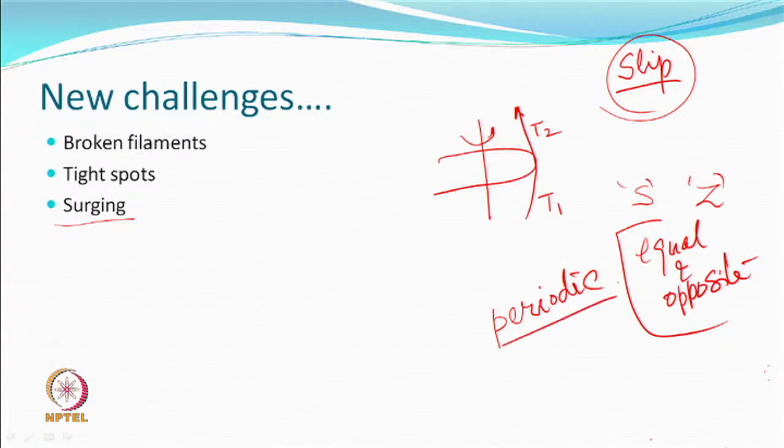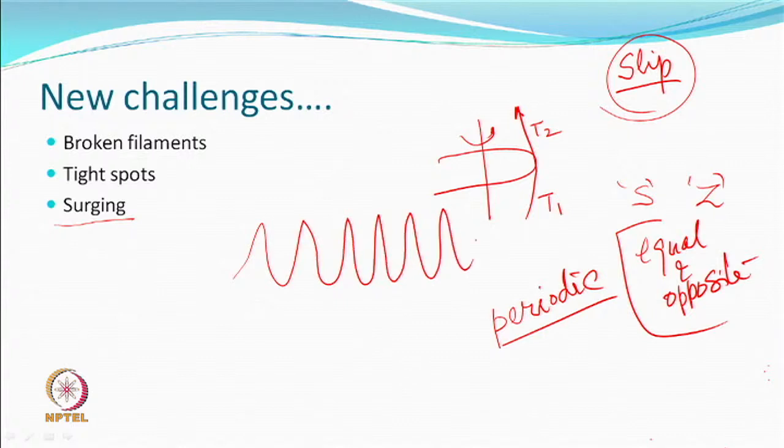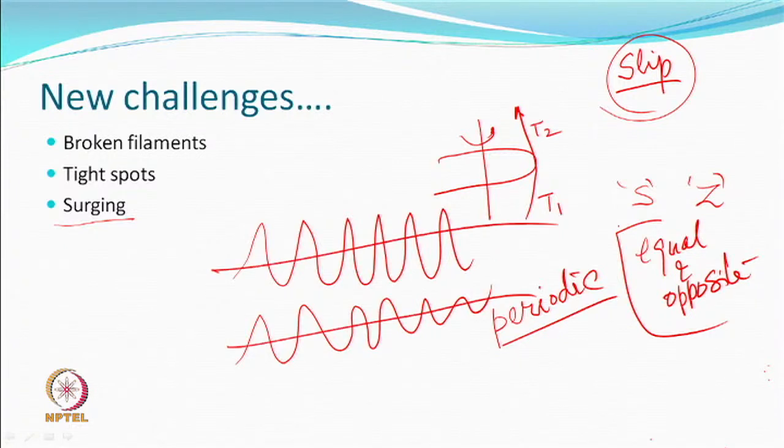So, if you are measuring tension, it may increase with a certain amplitude, certain frequency. Similarly, if twist is high, tension can also be high. So, twist and tension will follow some pattern. Amplitude could be different, but they will follow. This is called surging, and it is inherent to friction texturing.